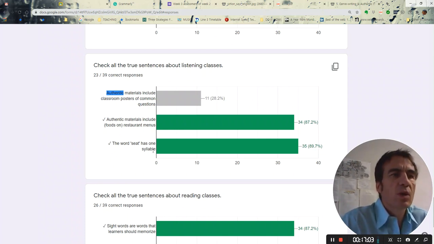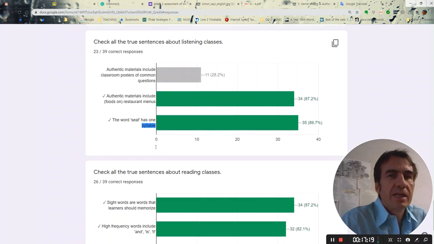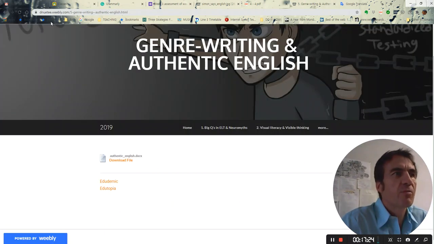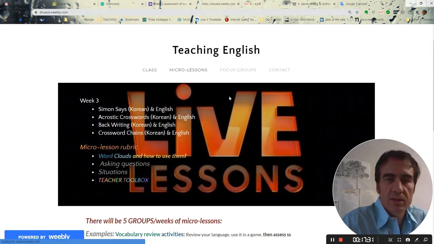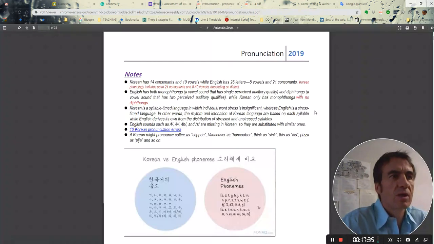The word seat has one syllable, right, we talked about syllables. I didn't look it up last time, did I? That's right. So seat has one syllable, armchair has two syllables in English. So we talked about that in reference to the kind of problems that students might have, if I can find it again. So I put up a file on the Weebly site about English pronunciation issues for Koreans.